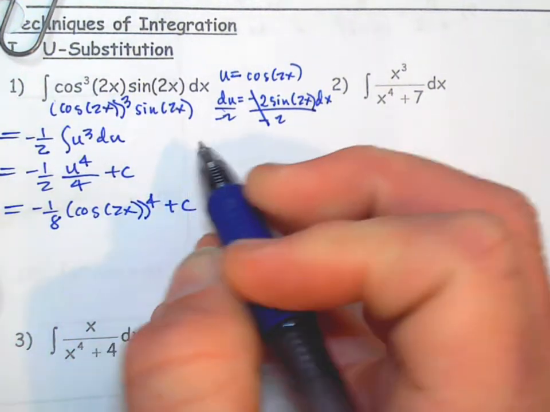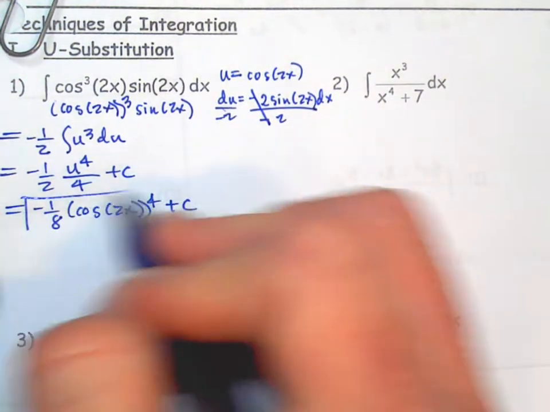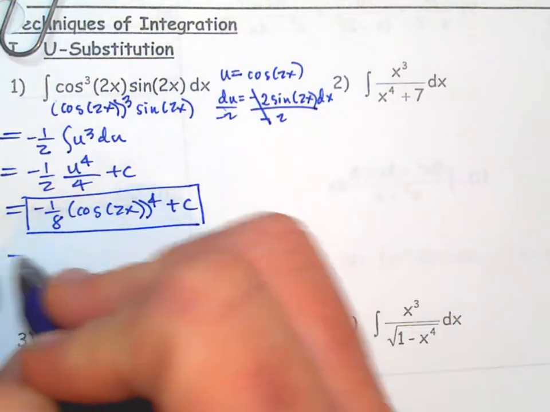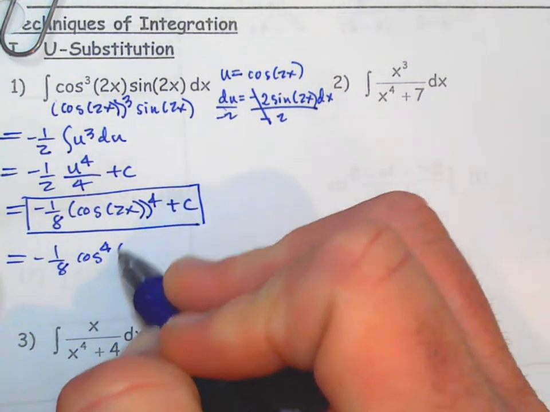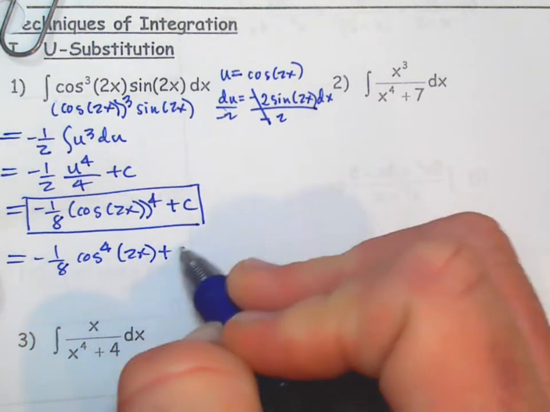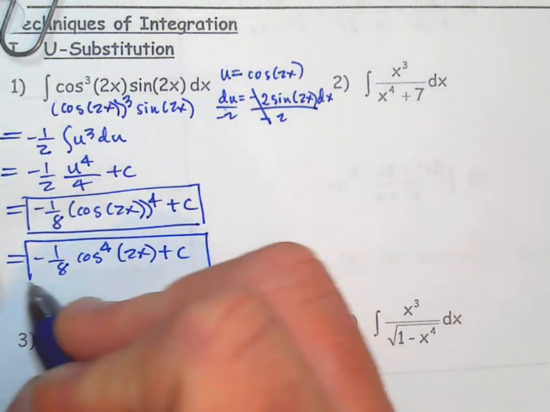Now, usually we would write it back in that sort of lazy format. Negative 1/8 cosine, put the 4th power there. I mean, that's the way you're always going to see it.